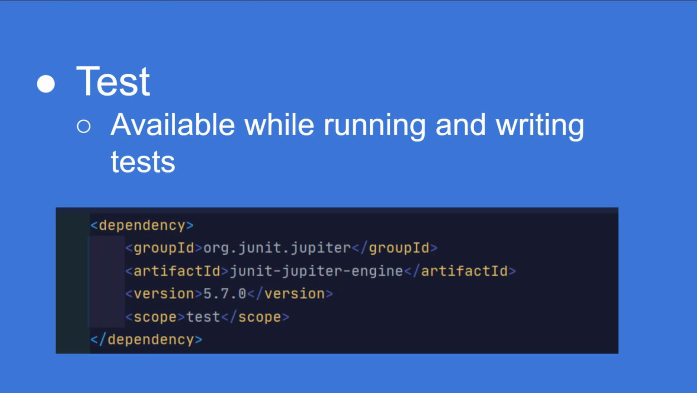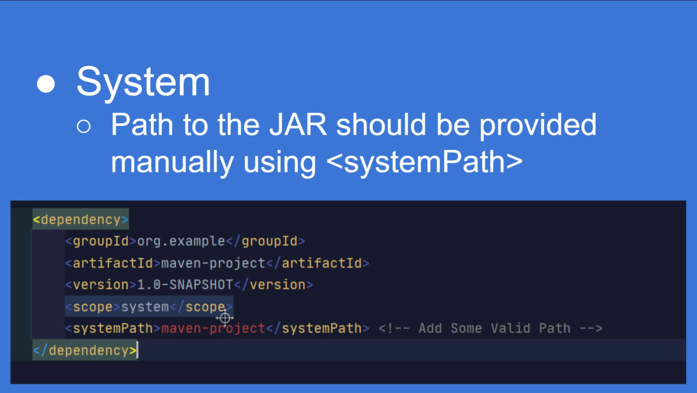The next scope is test. These dependencies are only available at the time of writing and running the tests. So the examples include JUnit and Spring Boot starter test dependencies, as you can already see in our pom.xml. And lastly, we have the system scope, which is similar to provided scope, but the only difference is we explicitly mention where we can find the dependency in the system. So instead of a JDK or a web server providing this dependency at runtime, we provide the system path where Maven can find this dependency. You can provide the path using the system path tag.